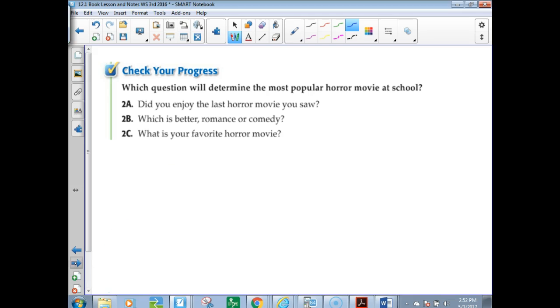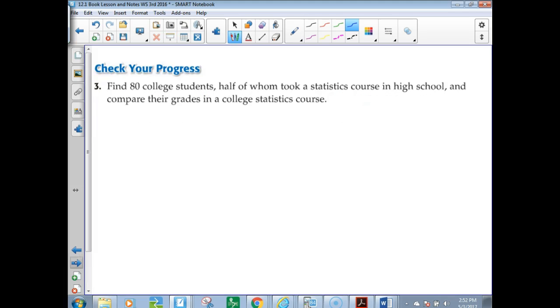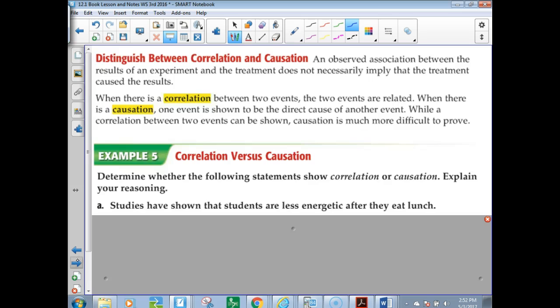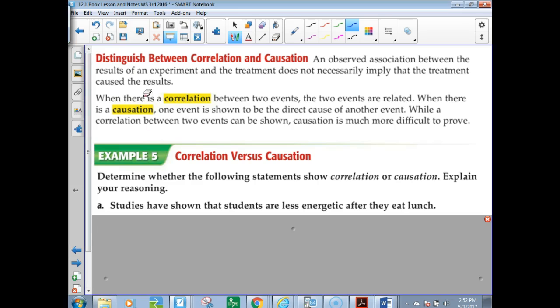I think what we're going to do now is jump to some concrete examples that we have in our packet, because there's just more than I want to spend time on in here. Oh, by the way, this is going to be important. To distinguish between correlation and causation. We'll discuss that in a few minutes as well.